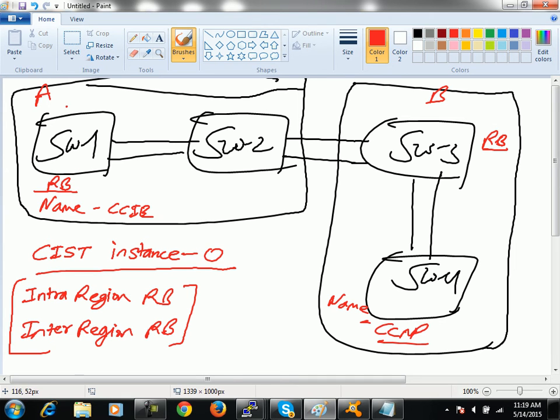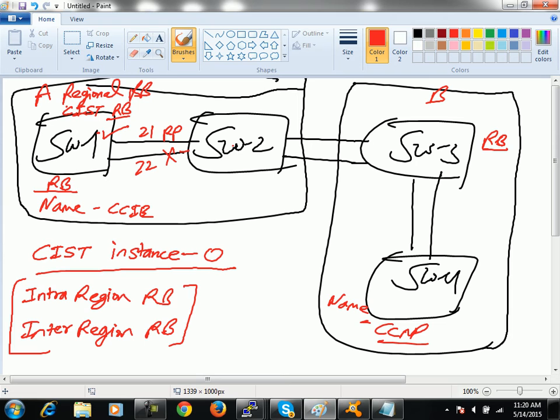So this switch 1 is going to be the regional root bridge as well as the CIST root bridge. I mean inter-region as well. So for switch 2, the regional root bridge will be switch 1 for instance 0. Not only for instance 0, but for instance 1 as well as instance 2. So this is, let's say, 21 and this is 22. So for switch 2, 21 is going to be RP and 22 is going to be blocking for all instances. For instance 0, instance 1, as well as instance 2, because here we have only three instances available, right?